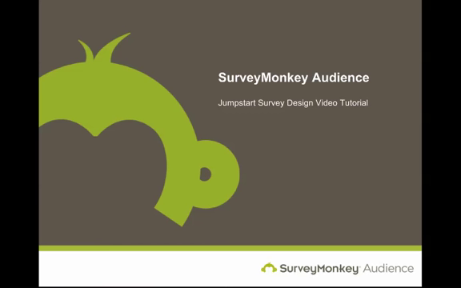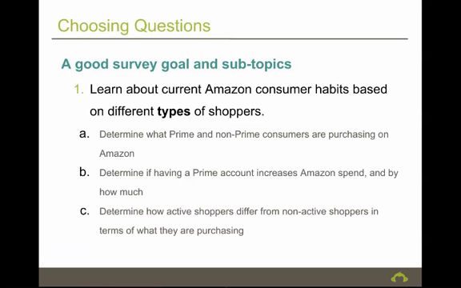We'll start with our basic list of subtopics to remind us of exactly what we want to learn from our respondents. Now, our survey goal is to learn about current Amazon consumer habits based on the different types of shoppers.